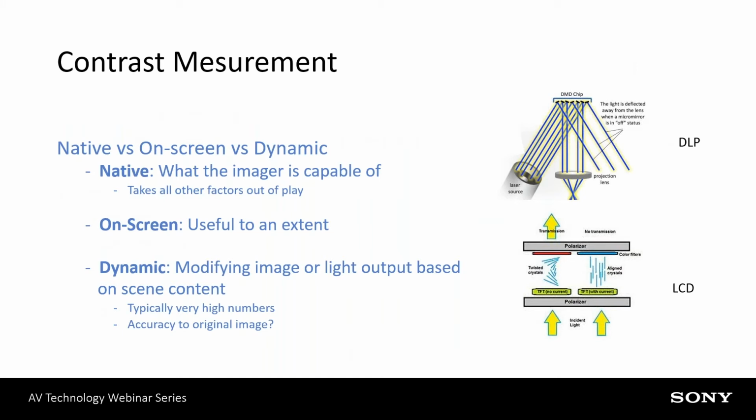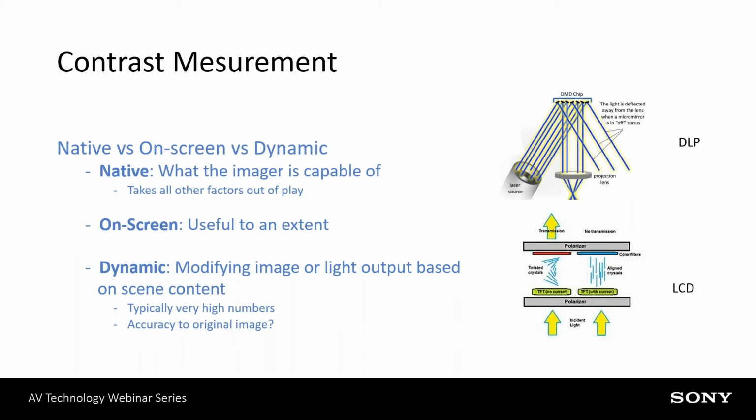In most cases, projectors will typically have contrast ratios listed, and they're typically measured in one of three ways: native, on-screen, or dynamic. Native means basically what can the imager do? What can the optical engine reproduce from a contrast ratio point of view?